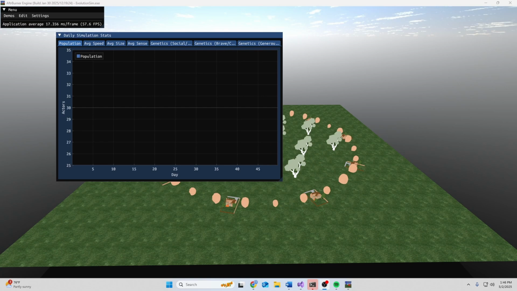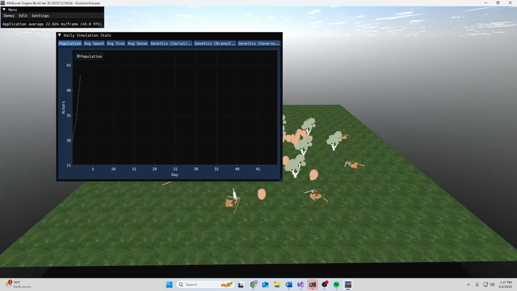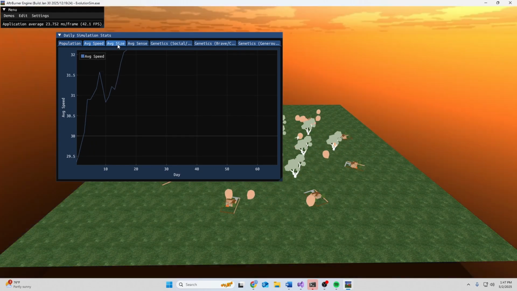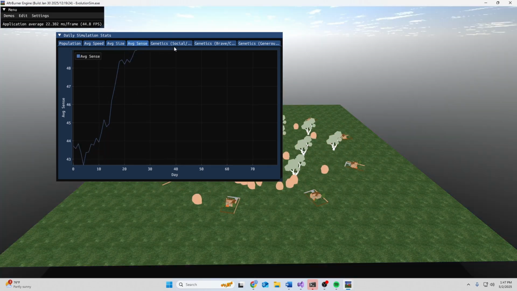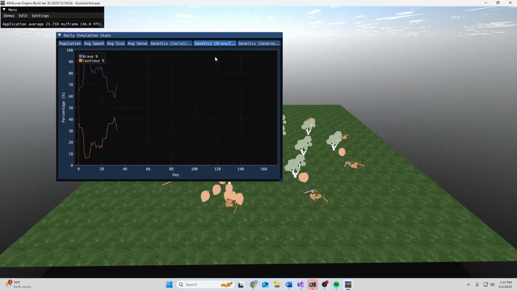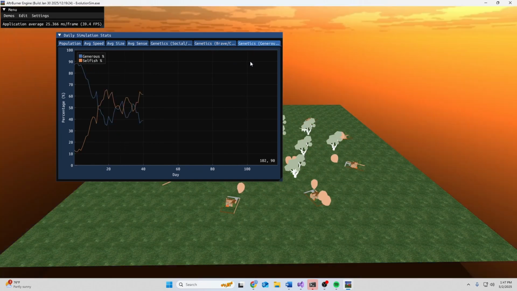The simulation will also log different stats over time. So let's go ahead and unpause the simulation, running at 50 times speed. Here is the graph of the population over time. There's also a graph of the average speed over time, the average size over time, average sense, social versus solitary actors, brave versus cautious actors, and generous versus selfish actors.